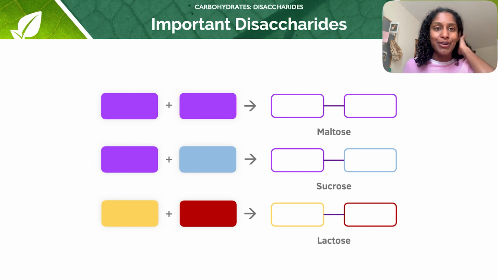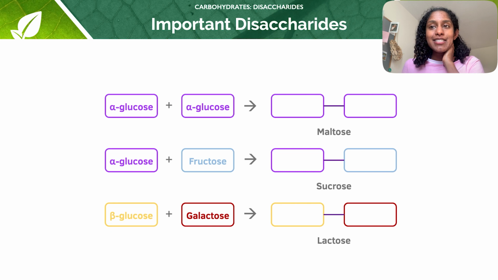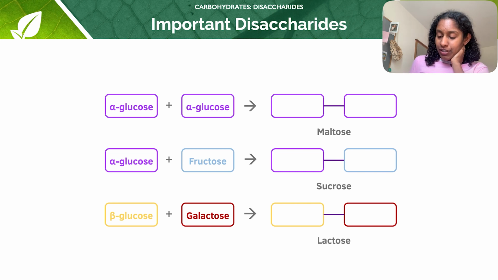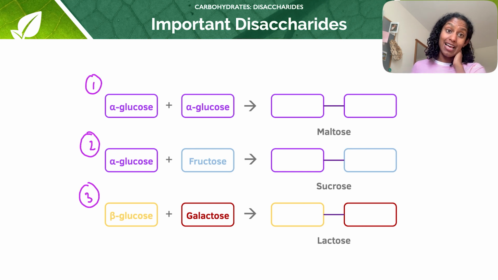Okay, so we'll move on now and go through the answers. So, alpha glucose plus alpha glucose forms maltose. Remember, alpha glucose is just an isomer of glucose, so it's just a different positioning of the hydroxyl group in glucose. Alpha glucose plus fructose forms sucrose, and beta glucose plus galactose forms lactose. So these are all condensation reactions that you need to remember and commit to memory because they often come up in exams. That's 3 there for you to jot down.